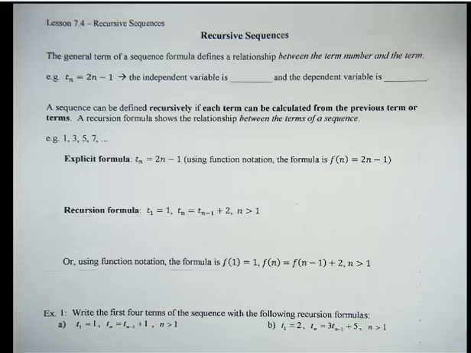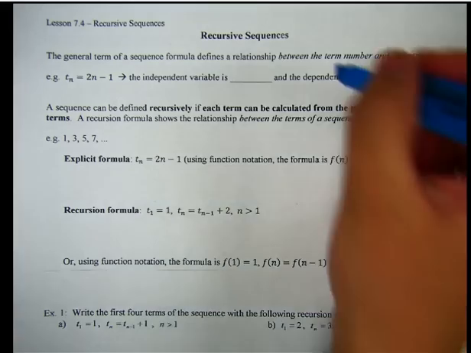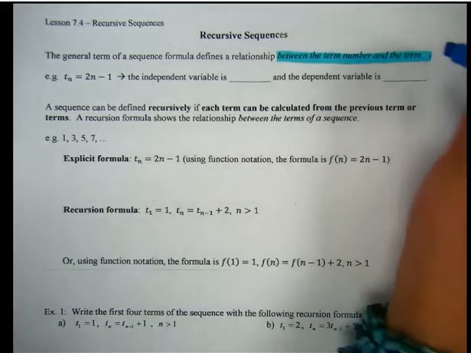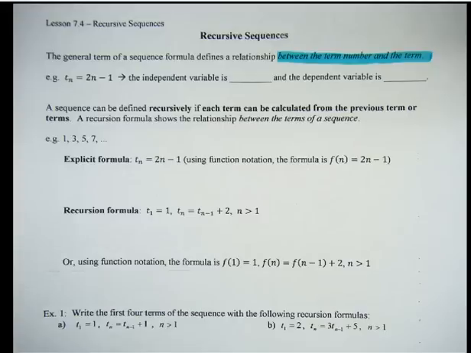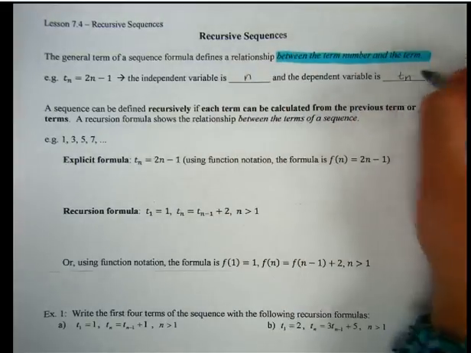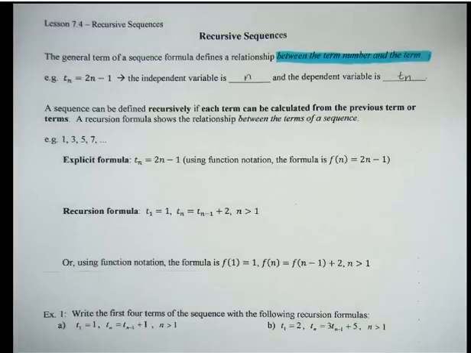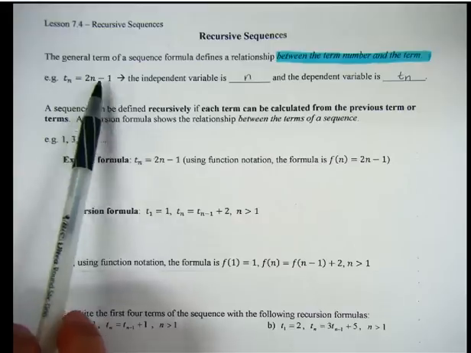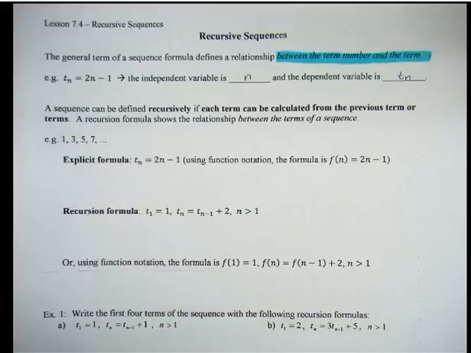Up to this point, we've dealt with explicit formulas for sequences. The general term of a sequence formula defines the relationship between the term number and the term itself. So in this example, Tn equals 2n minus 1. The independent variable is n, and the dependent variable is Tn, and they're related. If you want to know the 10th term, all you need to do is plug in n equals 10, and you would get the 10th term as 19.